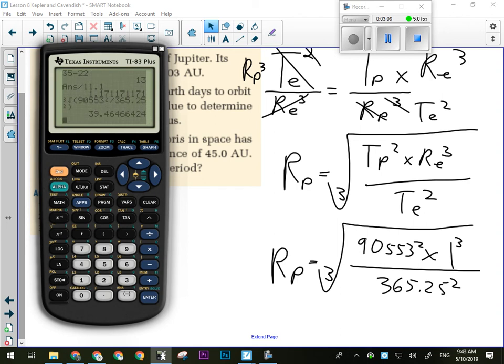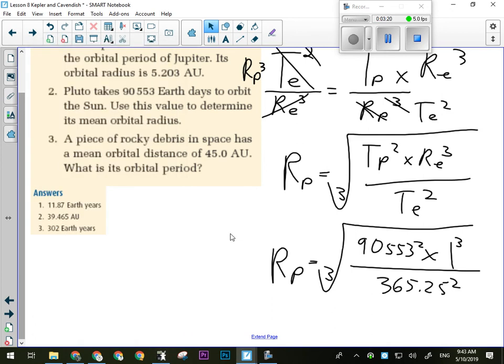All right, so I'm getting that Pluto is 39.5 astronomical units from the sun. So almost 40 times further from the sun than Earth. Okay, it's a long, long way. All right. Okay, I'll give you guys a little bit of time on question number 3, which is talking about the rocky debris somewhere out in the Oort cloud, I would imagine, with an orbital period of 302 years.